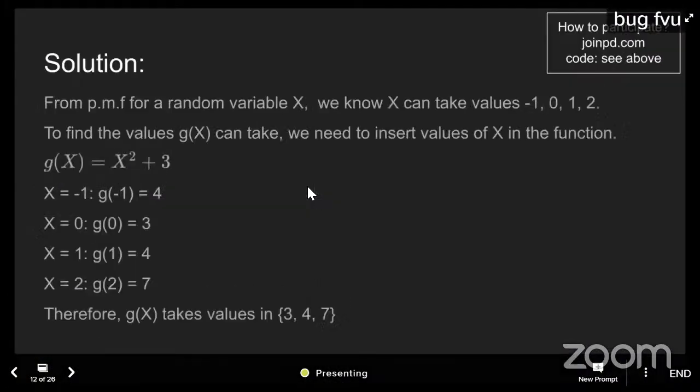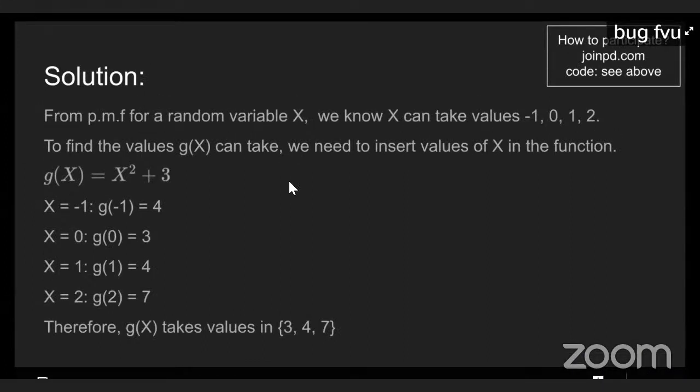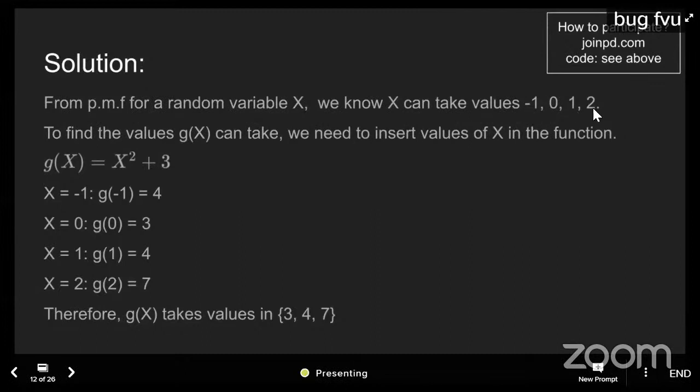Okay, so let's move to the solution part. We know that x can take value -1, 0, 1, and 2, right? So what all possible values will g of x take? If x is -1, then g of x will become 4. If x is 0, then g of 0 would be 3. If x is 1, then again g of 1 will become 4. And if x is 2, then g of 2 will become 7. So in general, the possible values that g of x can take are 3, 4, and 7. Is it clear till this step?